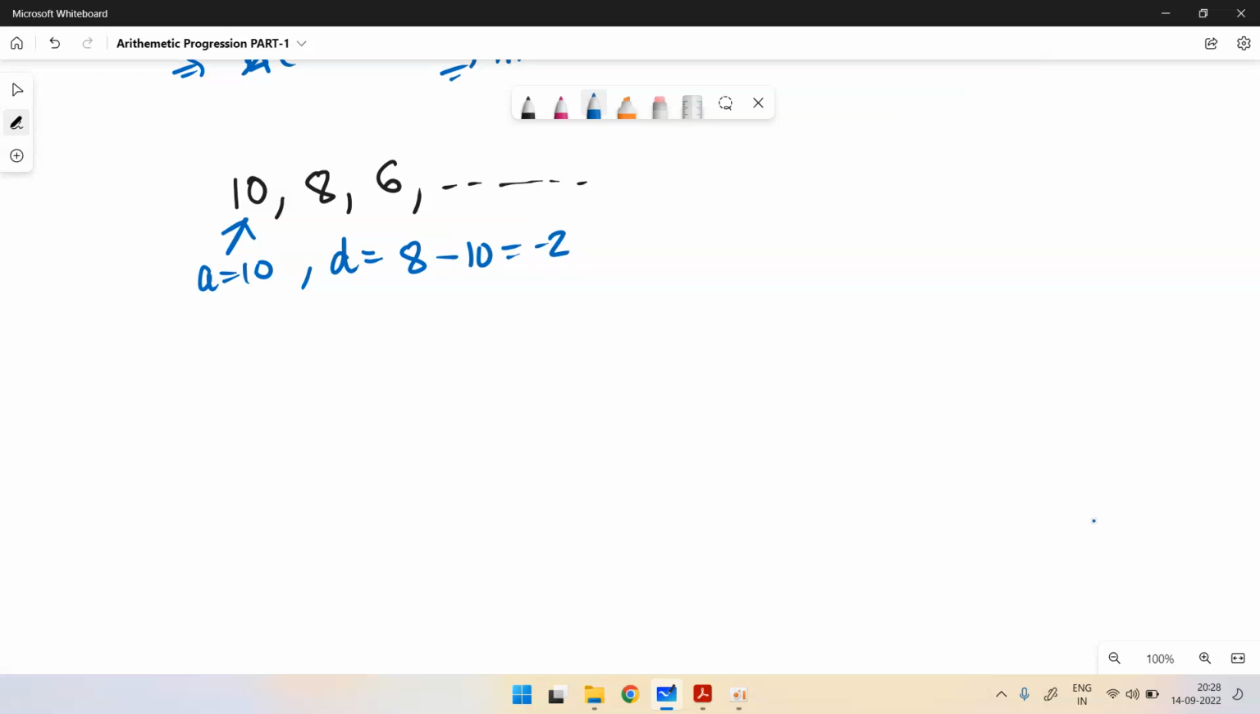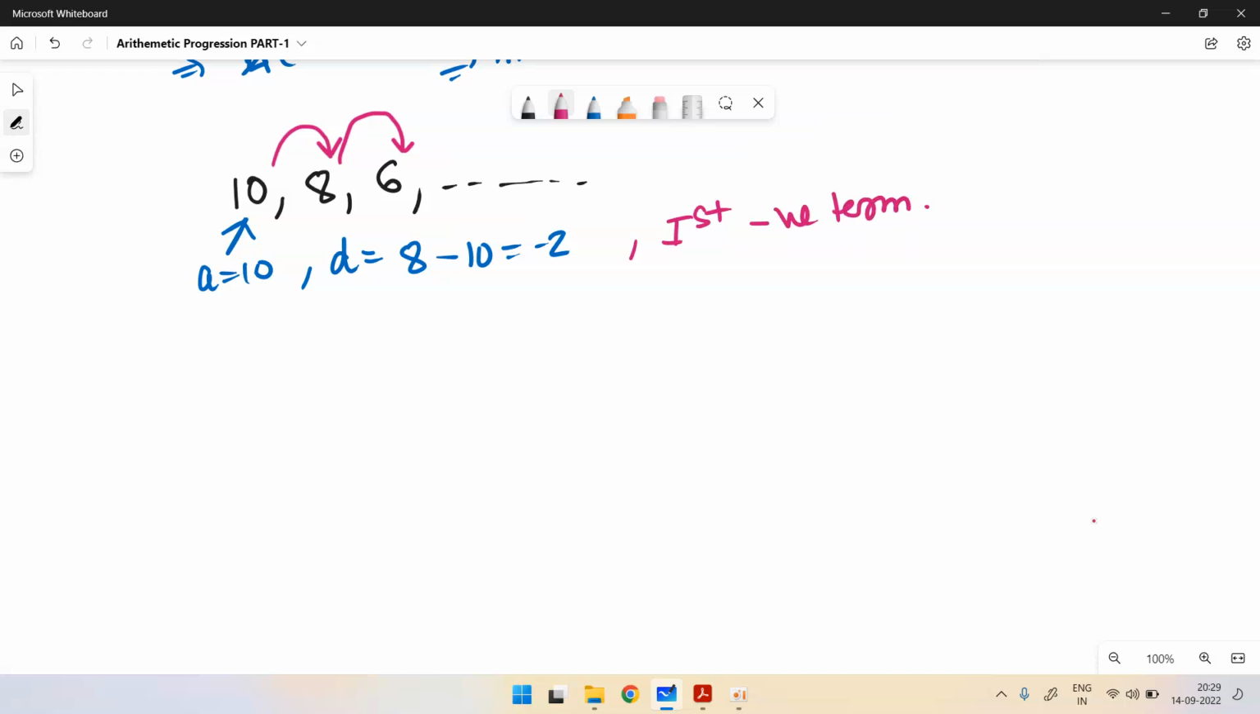In a decreasing series, the next term is less than the previous term. You see that the next term 8 is less than 10, and here also 6 is less than 8. This is my decreasing AP, an arithmetic progression. Now I need to find the first negative term.